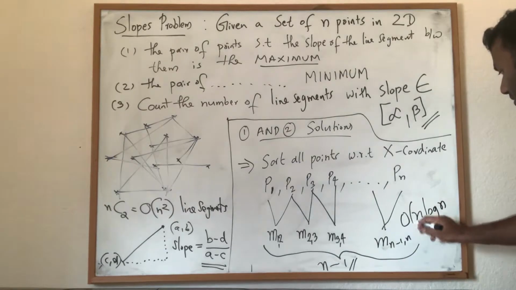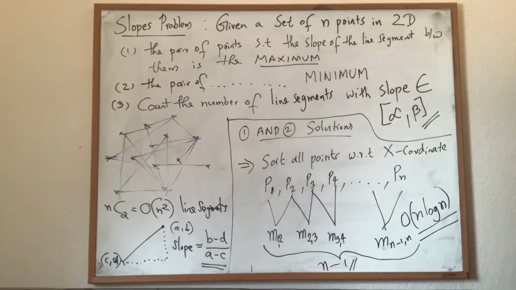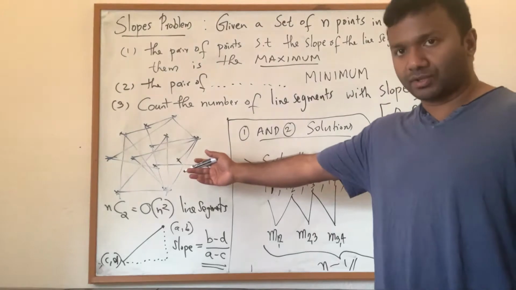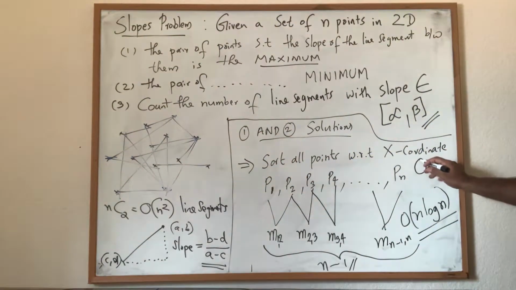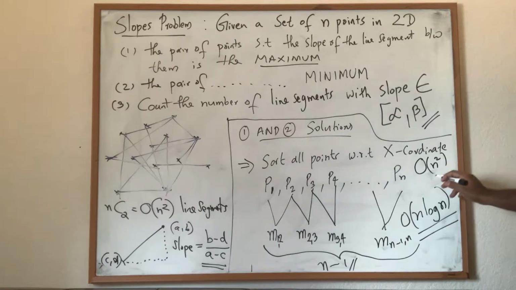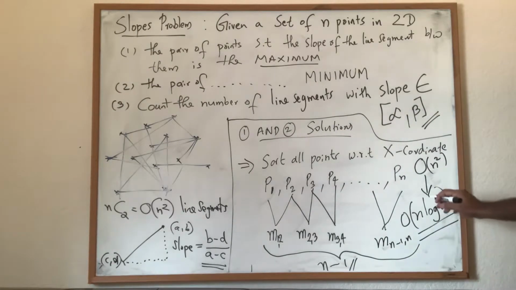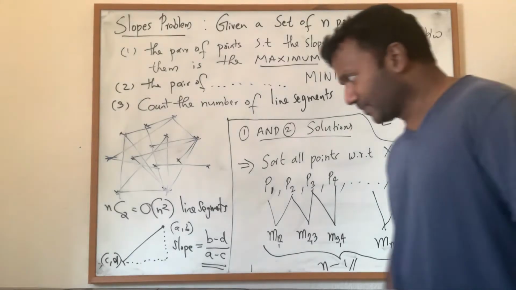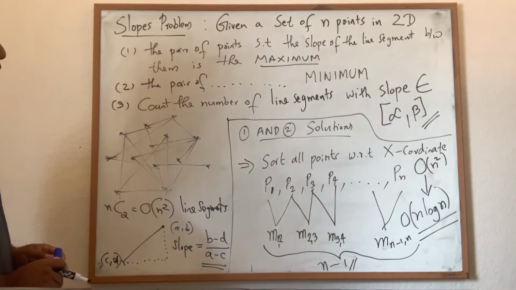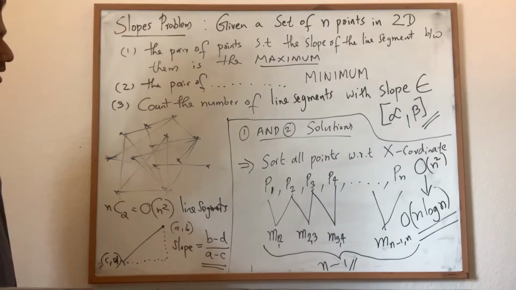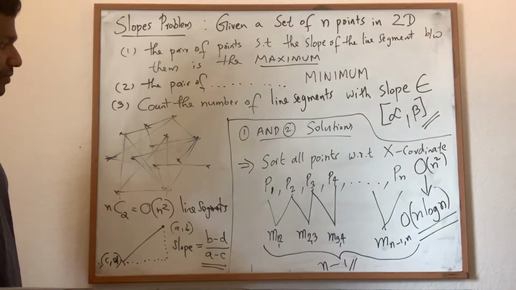So n log n is the running time, right? The naive running time is n square because there are n square pairs, and if you naively do this, that is big O of n square, but suddenly we are able to bring it down to n log n. Great, but now I need to prove why my claim is true, right?